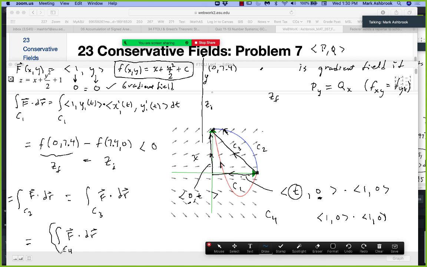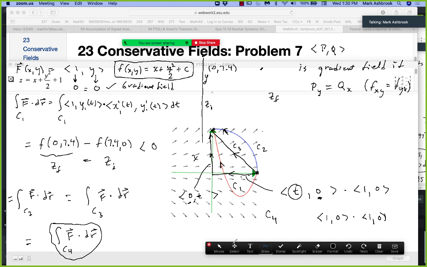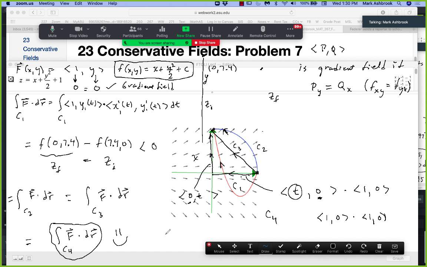So it's just something to keep in mind when you have path independence. Making your path part or all of your path along an axis can make the computation very, very simple because of the zeros that you have.